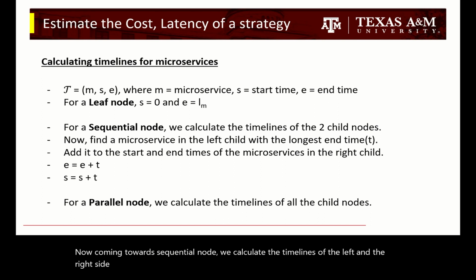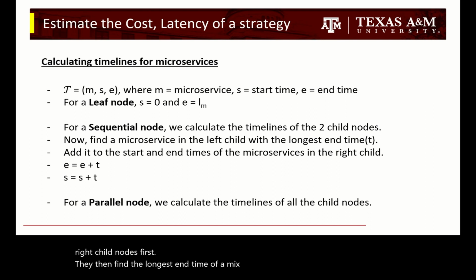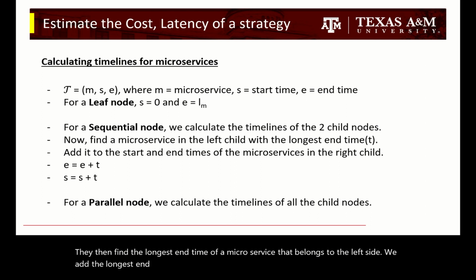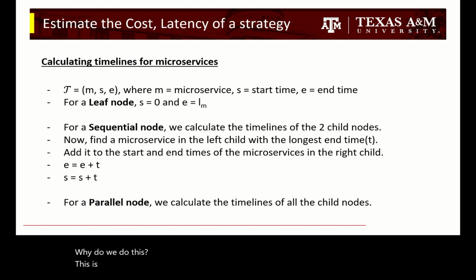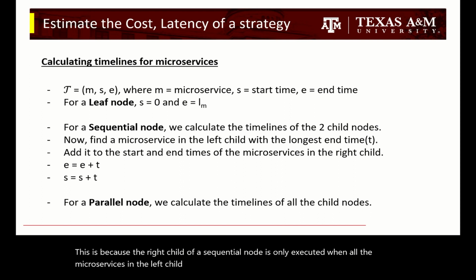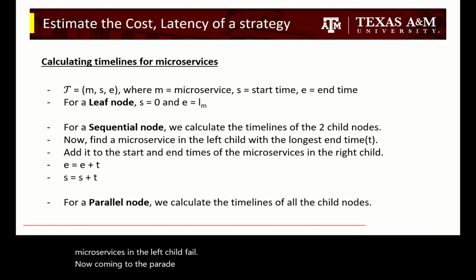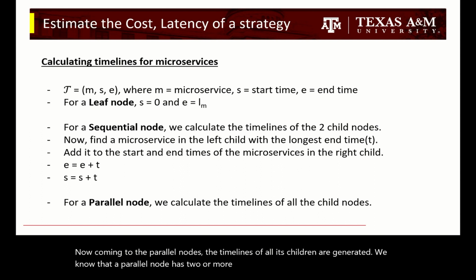Now coming to a sequential node, we calculate the timelines of the left and the right child nodes first. We then find the longest end time of a microservice that belongs to the left child. We add the longest end time to the start and end times of the right child. Why do we do this? This is because the right child of a sequential node is only executed when all the microservices in the left child fail. Now coming to the parallel nodes, the timelines of all its children are generated. We know that a parallel node has two or more children, so we calculate the timelines of all its children.